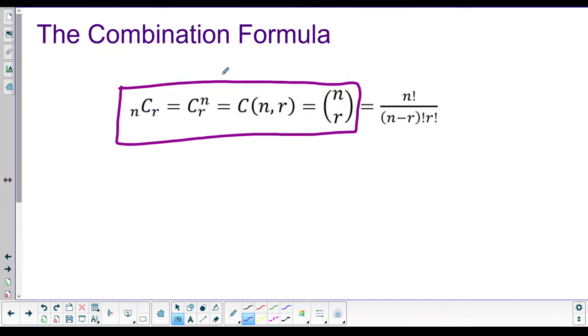But they all mean the same thing. What this means is, from our last example, this is the number of people you have, and this is the number of chairs you have. The way you would say this out loud is n choose r. So if you have n number of things and you pick r of them, how many different possible sets of things can you get?